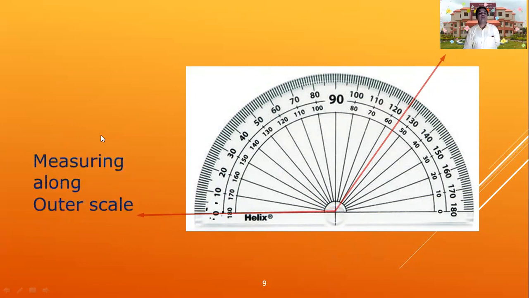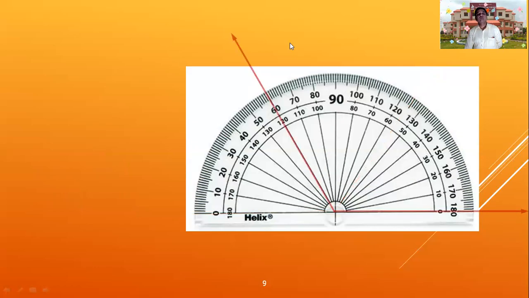Measuring along the outer scale, we have 0 and we continue with 10, 20, 30 and 40, and so on. If I start counting from 40, 50, 60, 70, 80, at the center you will find 90 degrees. We are now crossing this 90 degrees and then we reach 100, 110, 120. You find that the second arm lies between 120 and 130. Now, how many markings are there after 120? There are 5 markings after 120. So this angle is 125 degrees.